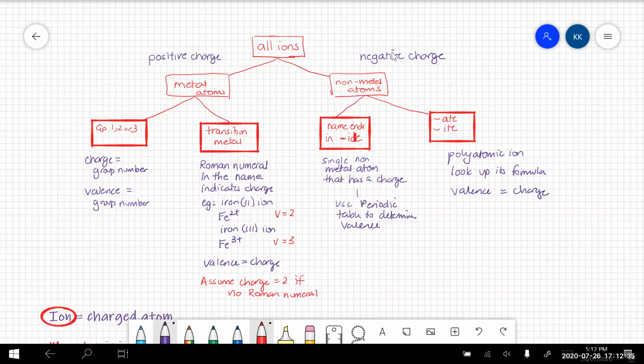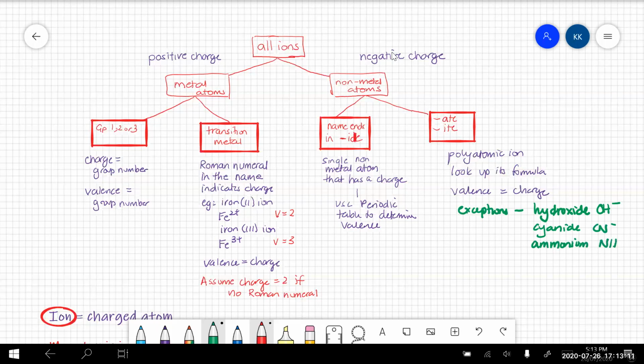There are a couple of nasty exceptions here that you're just going to have to remember. One of the things you'll learn about in chemistry is every rule seems to have an exception. So our exceptions are hydroxide. It's polyatomic, OH minus, but it's got the wrong ending. Cyanide is another one. And we also have the ammonium ion, which is even a positive one. So they're the exceptions you need to know.